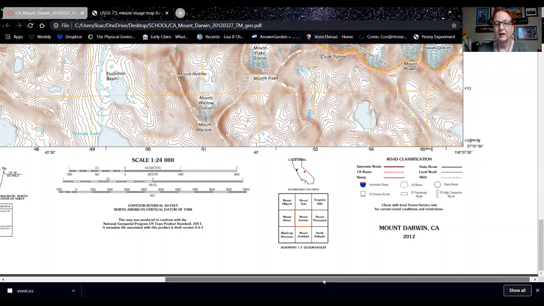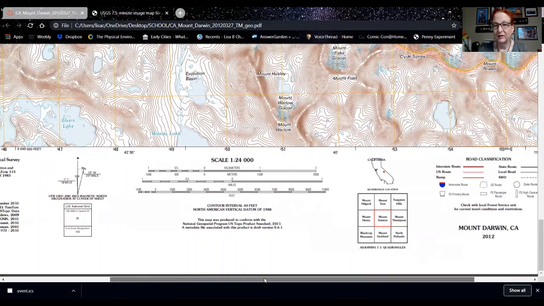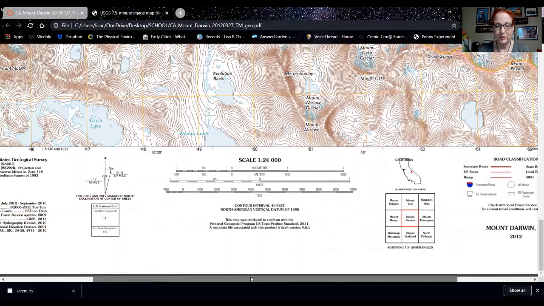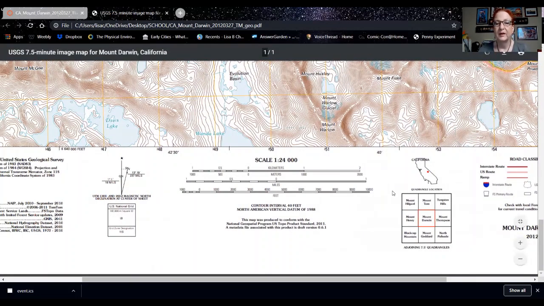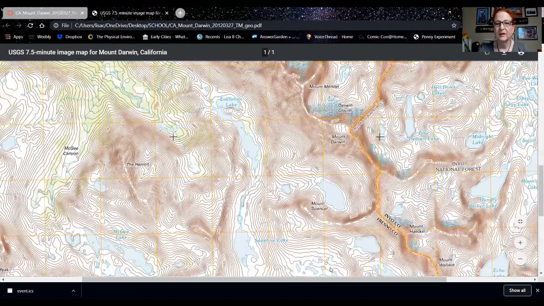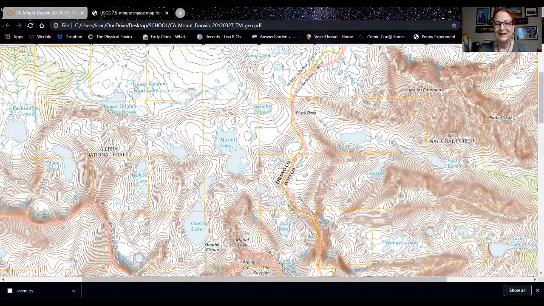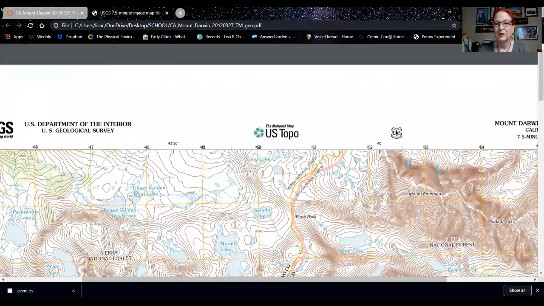Now, a lot of the maps are being updated further on GIS, which is Geographic Information Systems. But this map is a copy of a paper map that we have in the lab. So you're getting the same map that we would normally be using. So that's the tour of the USGS topographic map.